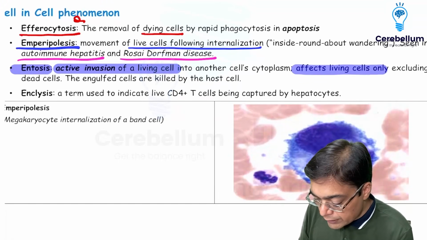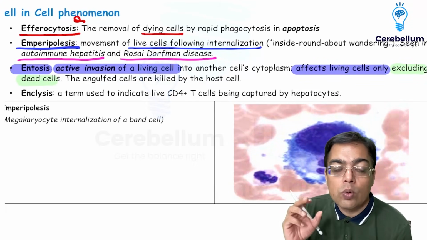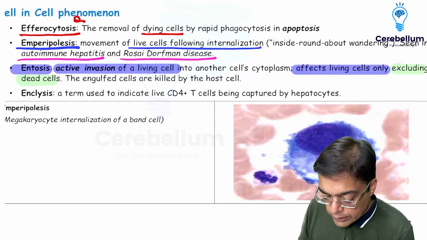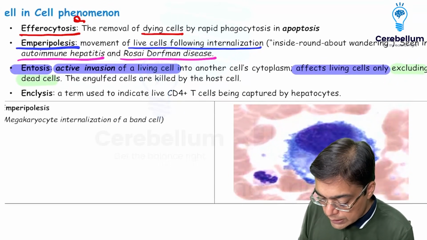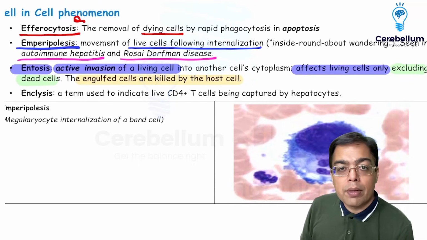So it is going to be affecting living cells only. It excludes any kind of dead cells. Remember, in case of efferocytosis, you are only and only talking about dead cells. But over here, you are going to be excluding the dead cells, and then the engulfed cells are going to be killed by the host cell. So the way we remember it is pretty simple.